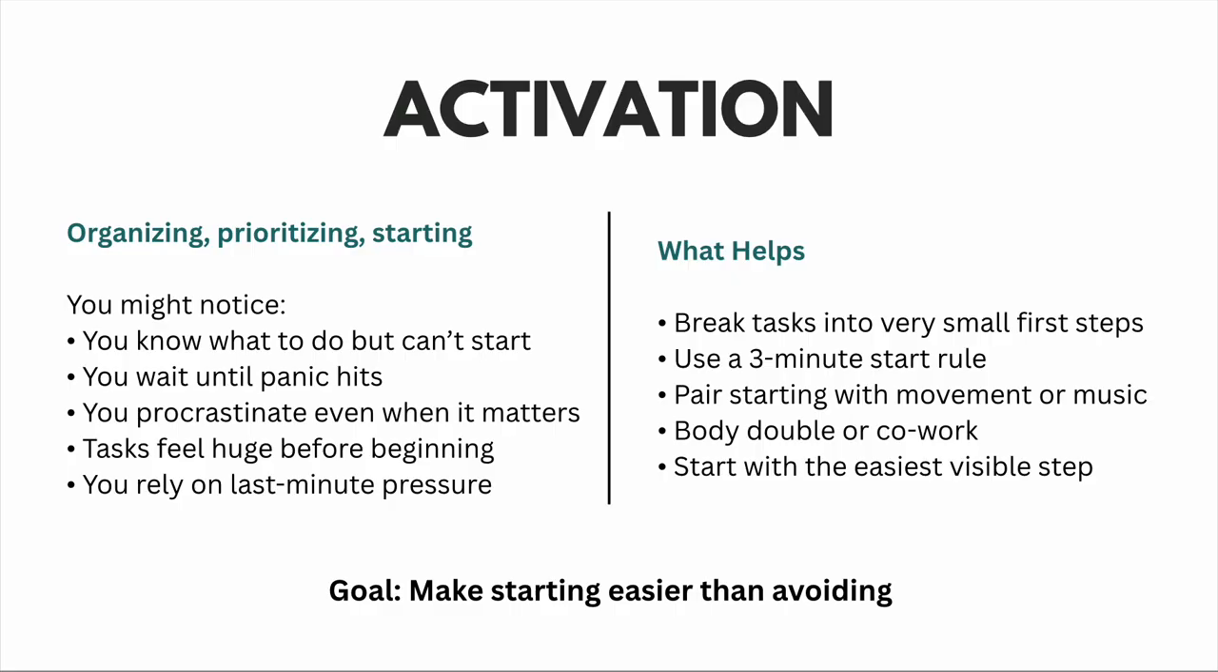Pair starting with movement or music, right? Make it fun, because if you look at tasks as monotonous and things that you don't want to do, you want to make them fun or find some enjoyment in it. Body double or co-work when possible or when you want to, and then start with the easiest visible step. So kind of like the first one, how can you start with the easiest little step that's going to get you to switch that focus and get activated, and then make the next activation steps easier. So here the goal is to make starting easier than avoiding. Avoiding is going to be very easy for you. How can you make starting easier than avoiding?